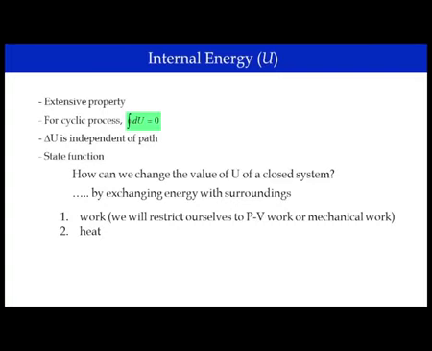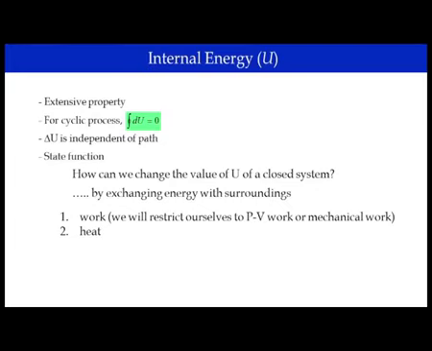So, U is an extensive property, and obviously, because it is a state function, if you come back to the original state, then the change will be 0. So, for a cyclic process, the change in internal energy is 0, and the change in internal energy between 2 states, initial state and final state, is not dependent on path, but only on the thermodynamic state of the initial state and the final state.